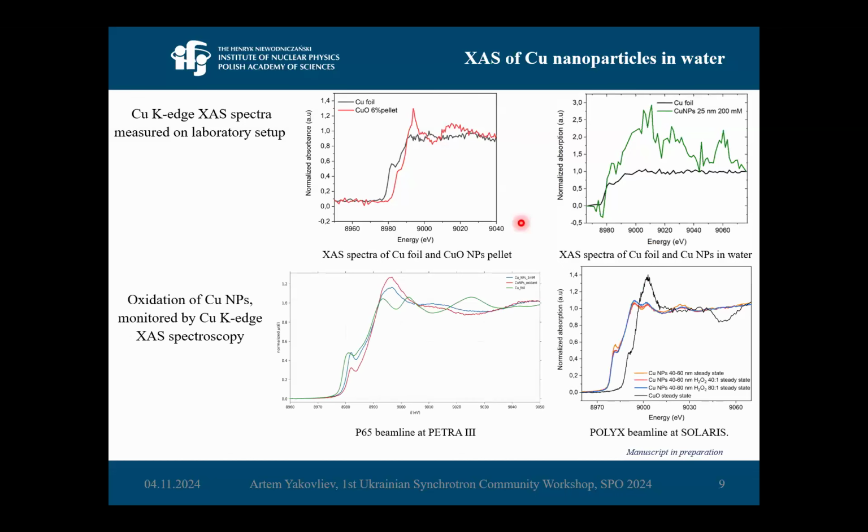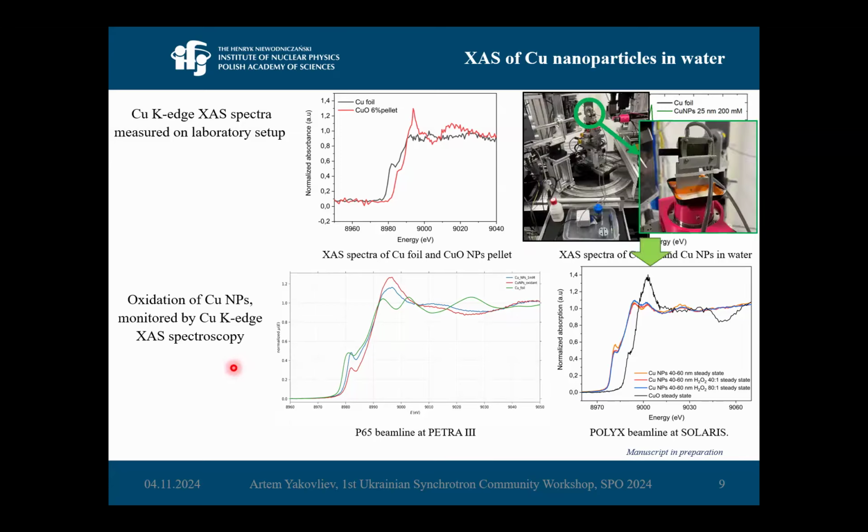So these same nanoparticles were then brought to P65 at Petra and Polix at Solaris, and we studied in real time the oxidation of these nanoparticles by XAS spectroscopy. And this flow cell setup was first tested in our lab, and then we brought it to the synchrotron facility, and we saved time by not testing it there, so we can get some preliminary data in the lab.